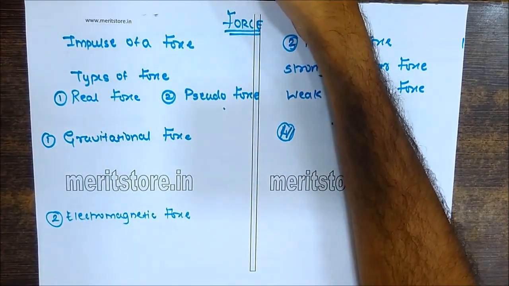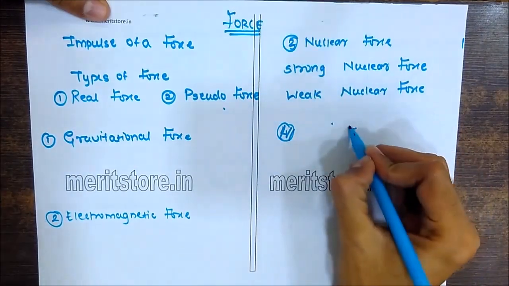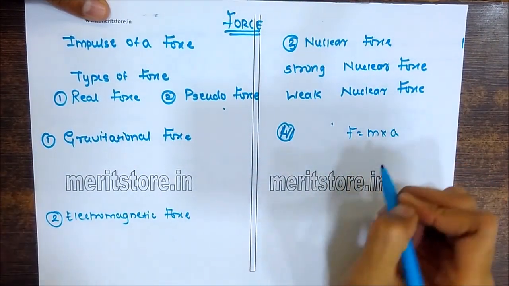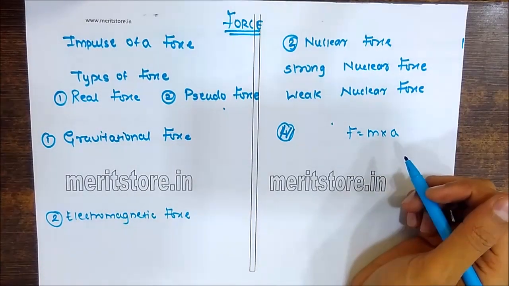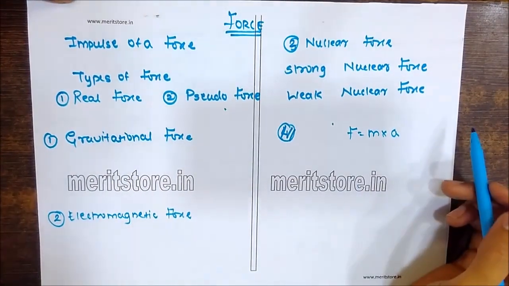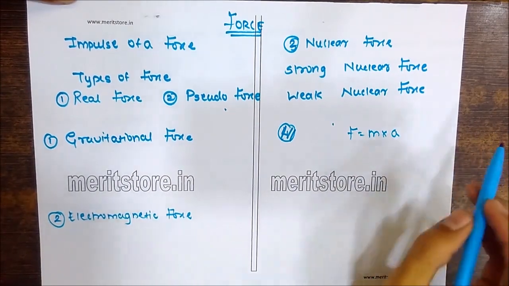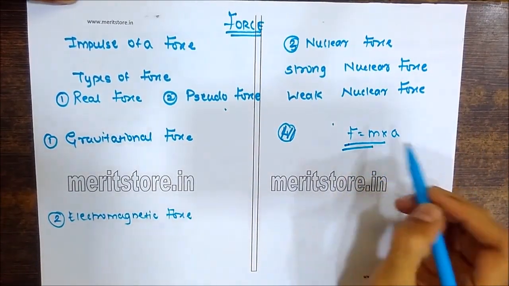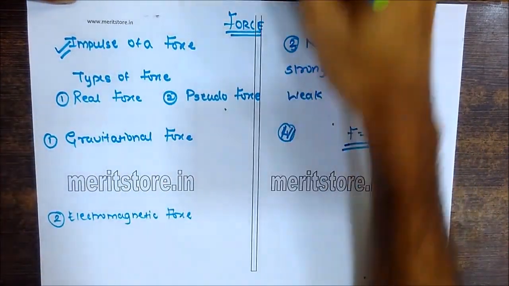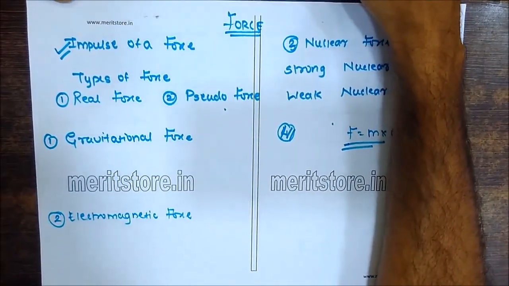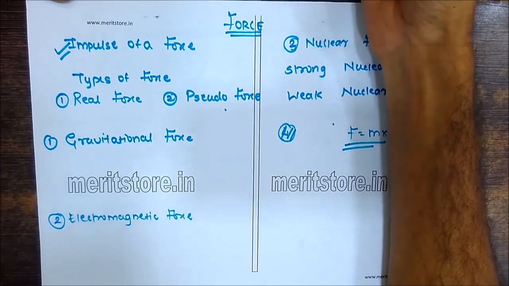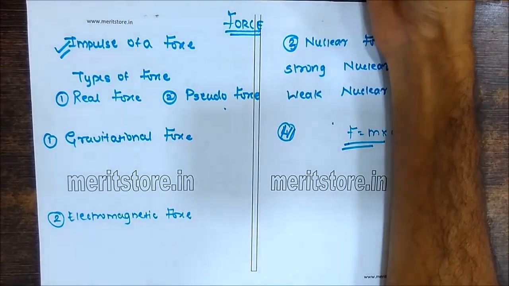According to the law, we get F equals mass into acceleration. That is the strength we will be discussing in the chapter Force. Firstly, we come to the impulse of a force. What is the impulse of a force? It is the force which acts for a shorter period of time.